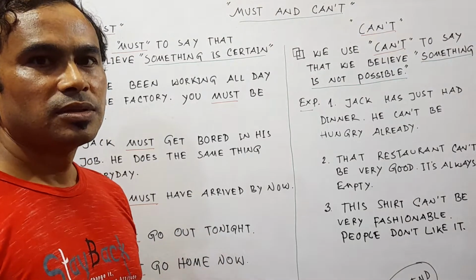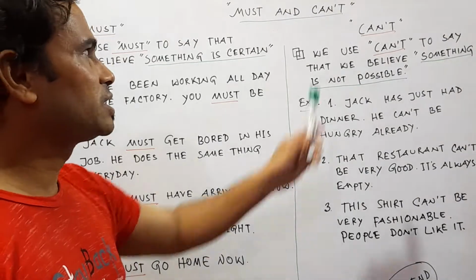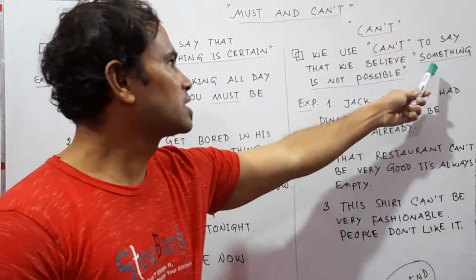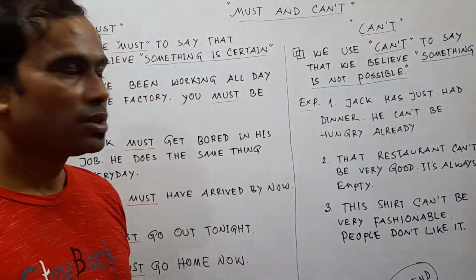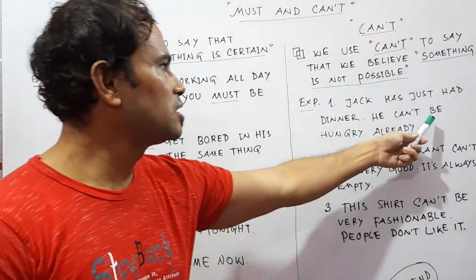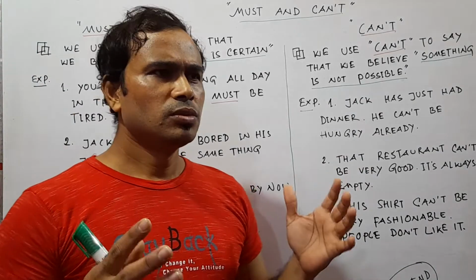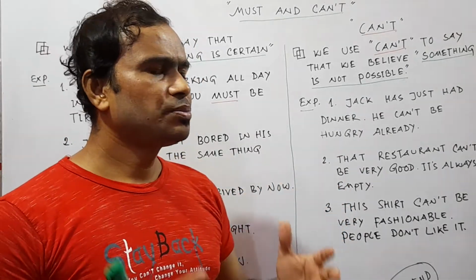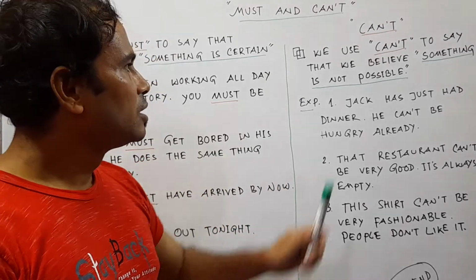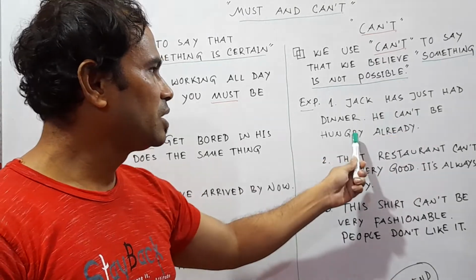Now, I will give you some important information about can't. We use can't to say that we believe something is not possible. The first example is: Jack had just had dinner. He can't be hungry already. What does this sentence mean? We know that people are not normally hungry after eating a meal. He had just eaten. That's why he can't be hungry.